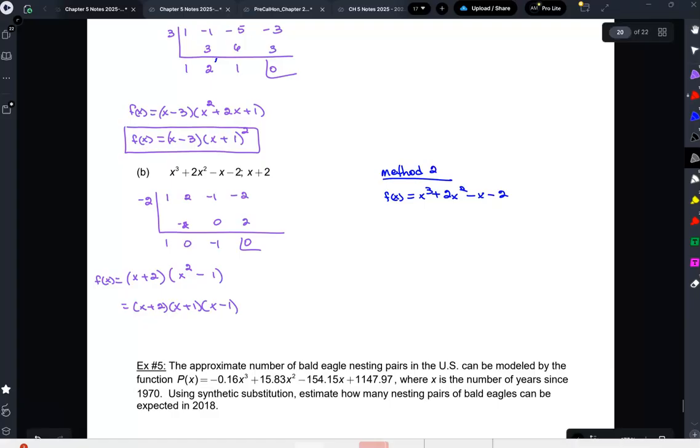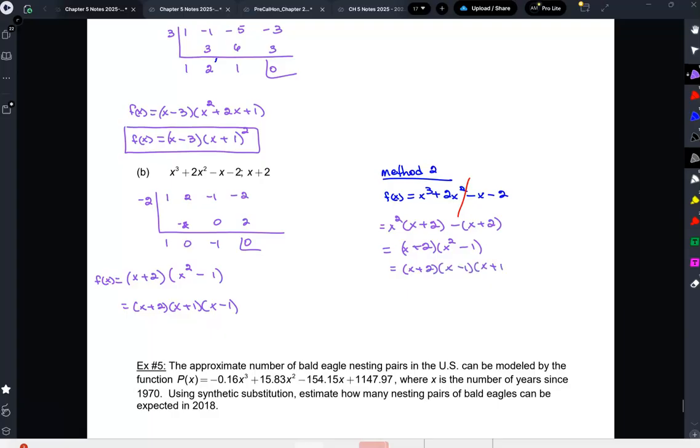So this one, you can actually factor it by grouping, right? So here I can factor out an x squared. Here, I take out a minus 1. And now, x plus 2 is the common term, times x squared minus 1. So I get x plus 2, x minus 1, x plus 1. Okay. Is one more mathematically correct than the other? Absolutely not.